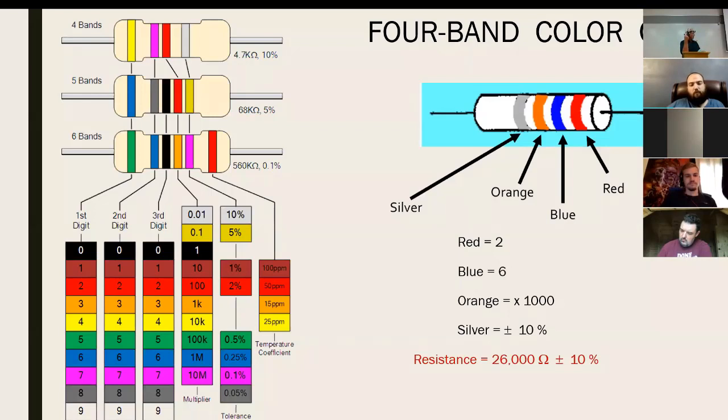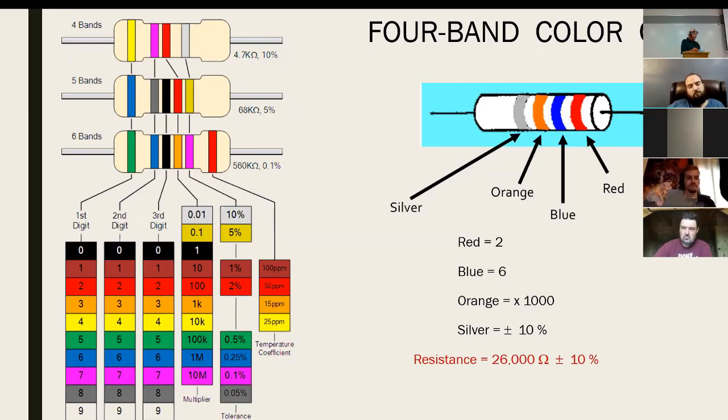So here's the color code. You've got 4-band, 5-band, and 6-band configurations. Let's just work with 4-band in this particular example. The first stripe, and you see how colors correspond with numbers. So in this example, I've got a red, blue, orange, silver. The first number, red, means 2. If you look at that first column there, first digit, red means 2. So the first number for this value is 2, the nominal value. The next stripe is blue, so that means 6.